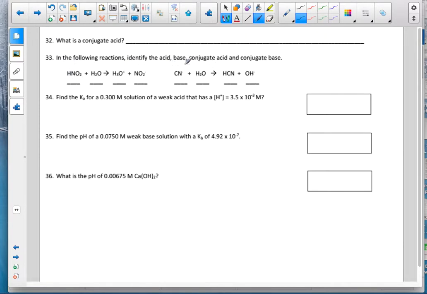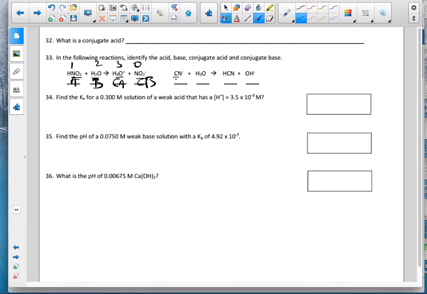Following reactions identify acid, base, conjugate acid. So if we look here, this says 1 H, 2 H's, 3 H's, and 0. I have the NO2 there and there. It goes from 1 to 0. That means that's going to be my acid. Automatically makes that my conjugate base. This has 2. It goes to 3. It goes up. So that means this is a base.